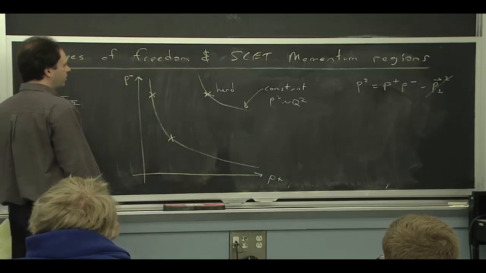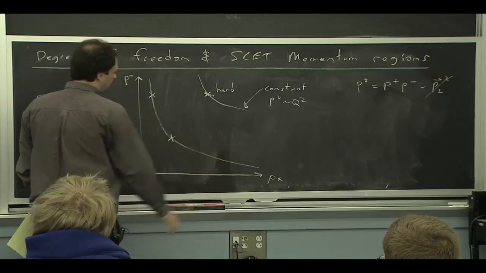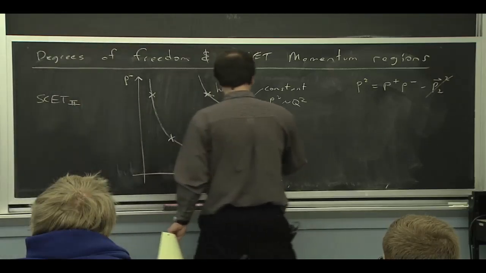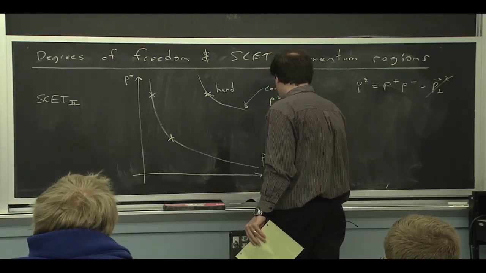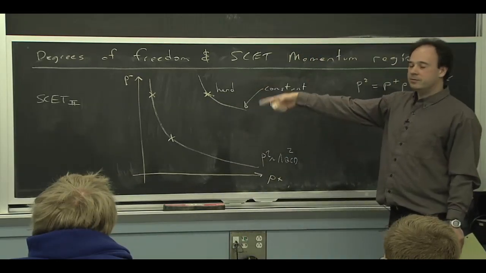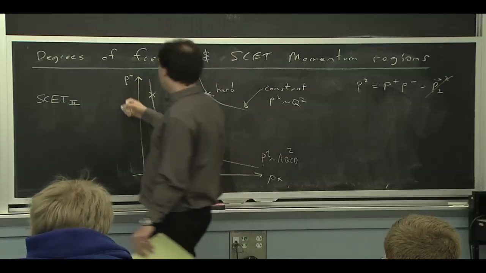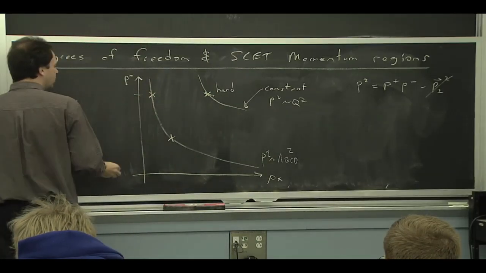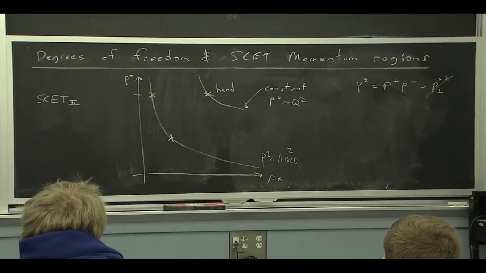And the other degrees of freedom that we've been talking about have smaller invariant mass. So this hyperbola down here has p squared of order lambda QCD squared. But there's two different degrees of freedom that live on this curve. One of them has a large p minus. That's the collinear one. So it should be pink.